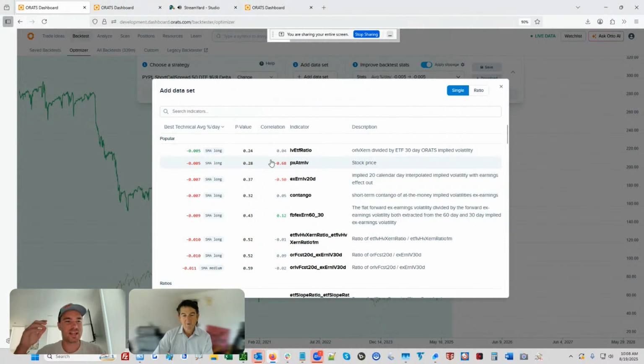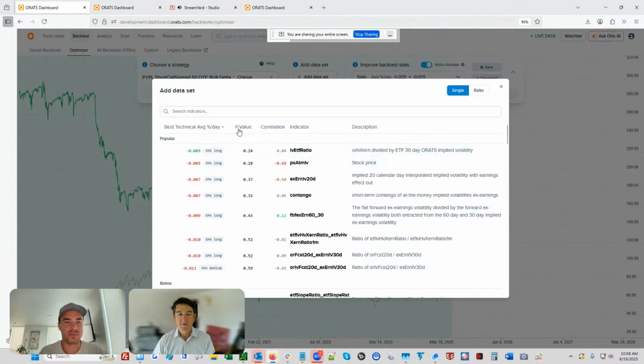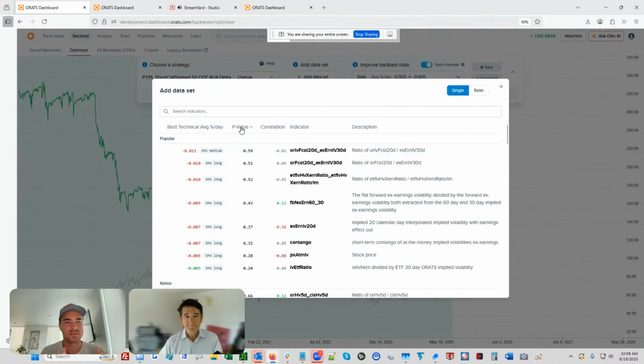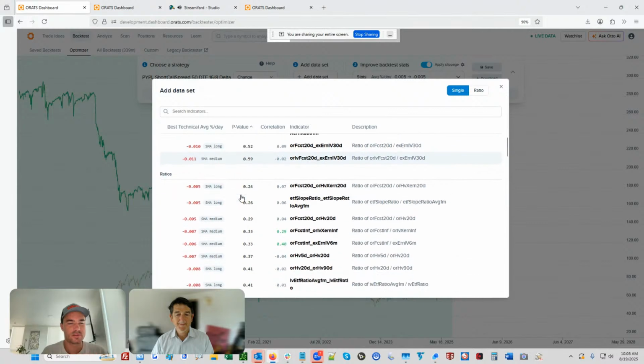So this is a list of all of the ORATS proprietary indicators that we have available for you to enhance this backtest with. You have the description of the indicator on the right, the indicator name in bold there in the center, and then there's 3 columns on the left. So let's go over each one. How does that sound, man?